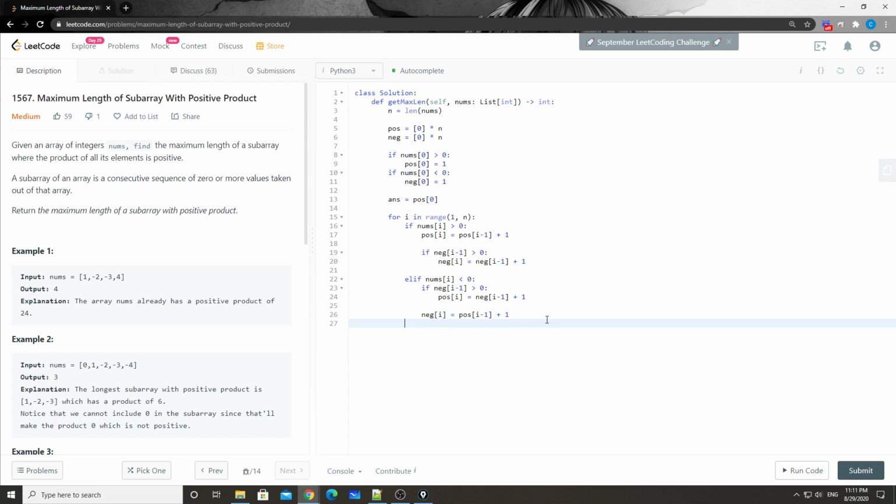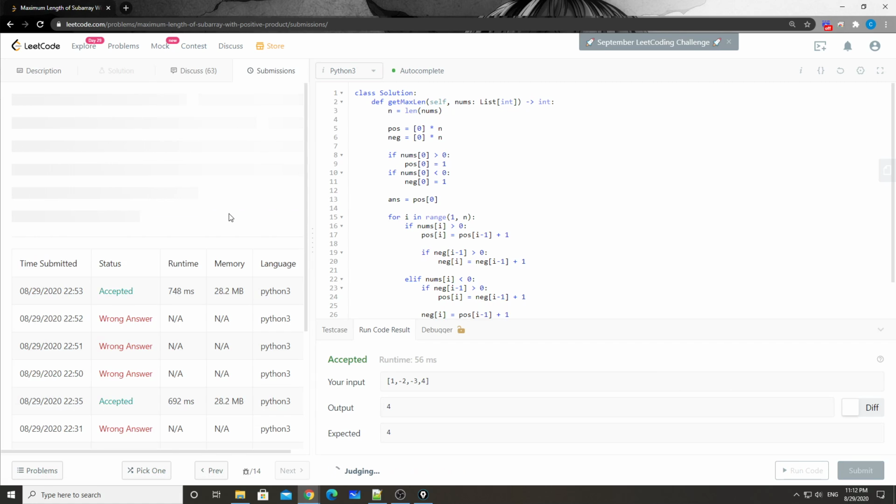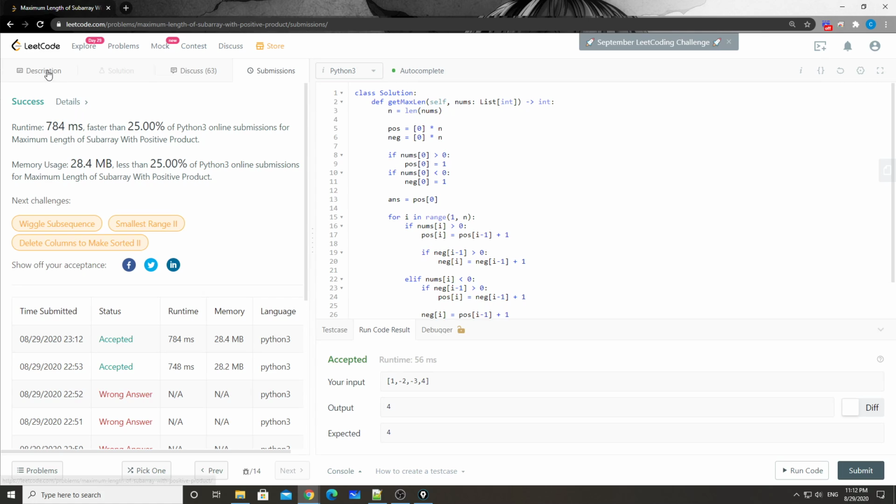And then every time we update the i's position, the i's dp array value, we can simply update this answer. Remember, we only care about the positive one. And in the end, we simply return the answer. Yeah, run it. Cool.